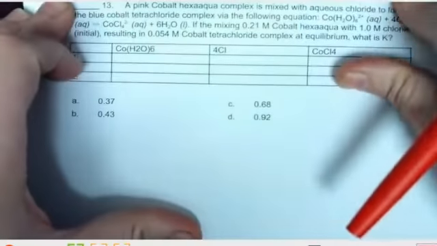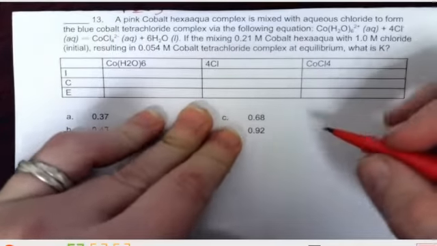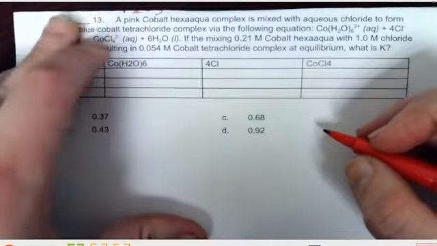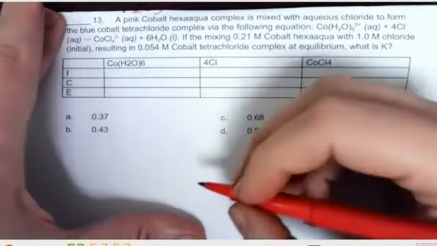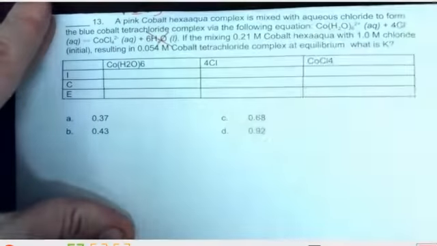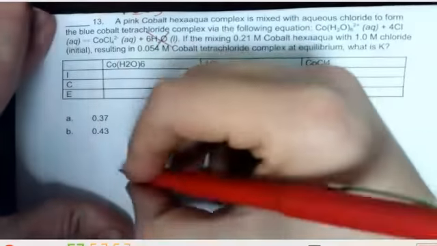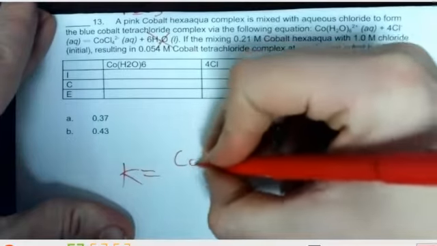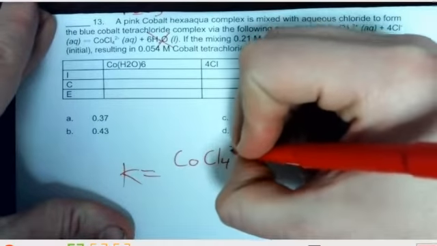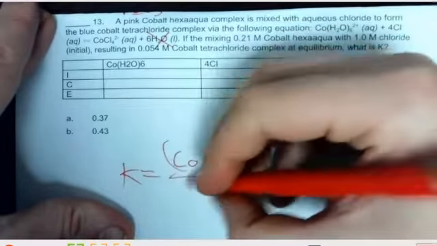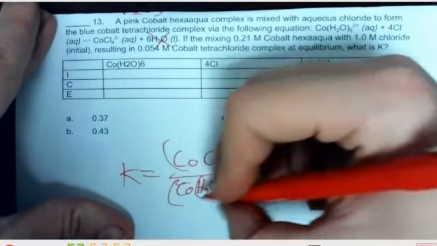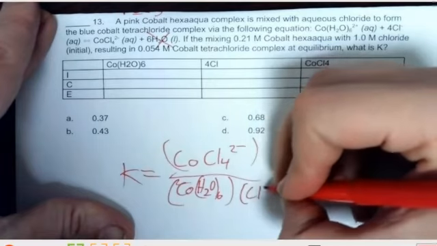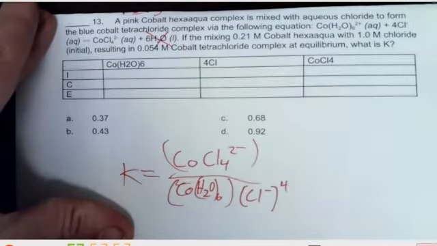Last problem is an ICE problem. So cobalt hexaaqua complex is mixed with aqueous chloride to form blue cobalt tetrachloride complex. Following complex equation. Once again, you can ignore the waters. K expression is going to be this: cobalt tetrachloride over cobalt hexaaqua times Cl minus to the 4th.